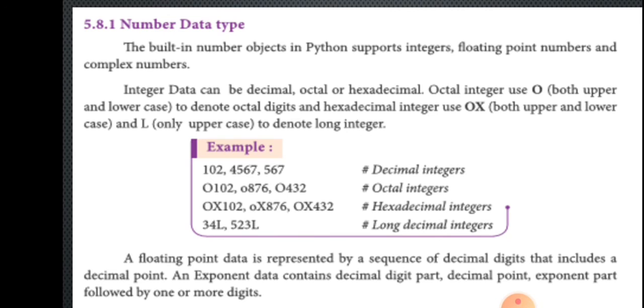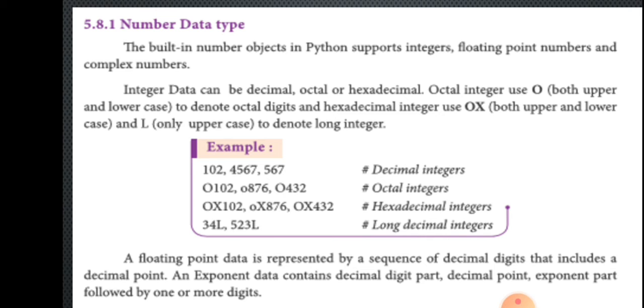Okay, now floating point data. How can we represent floating point numbers? We can represent a sequence of decimal digits that includes a decimal point. If you are writing 24.5, 24 is the integral part, and then we use a decimal point. 24.5 is known as floating point data.